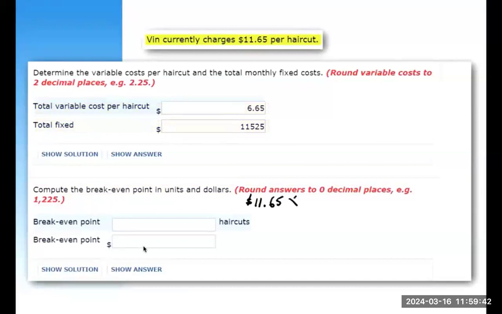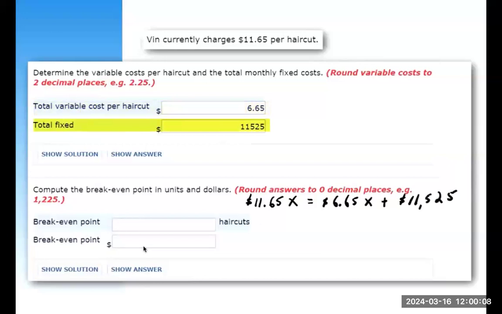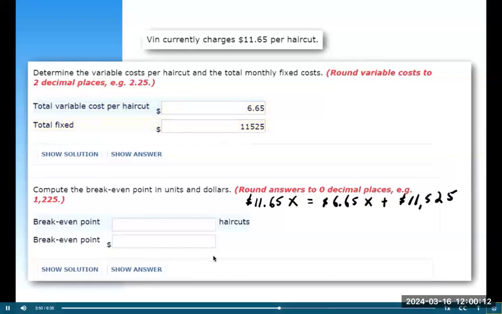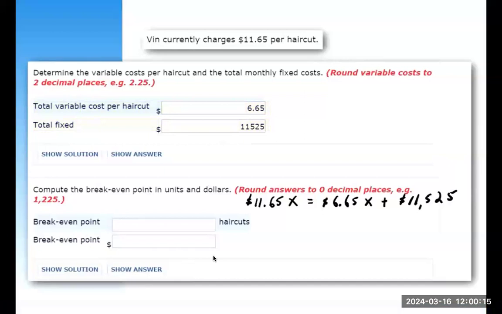$11.65 times X, where X is the number of haircuts, and that then would be equal to, at the break-even point, the variable cost of $6.65 times X, the number of haircuts, plus the fixed cost of $11,525. So now we can solve for X by moving the $6.65 X over to the left-hand side, which gives us simply 5X. And so 5X is equal to $11,525.